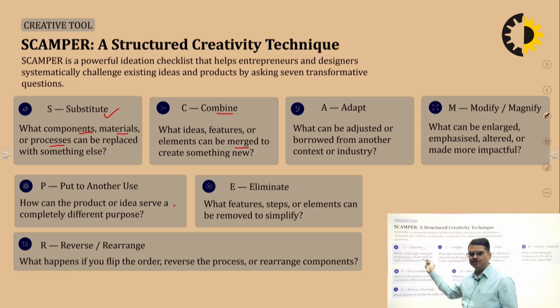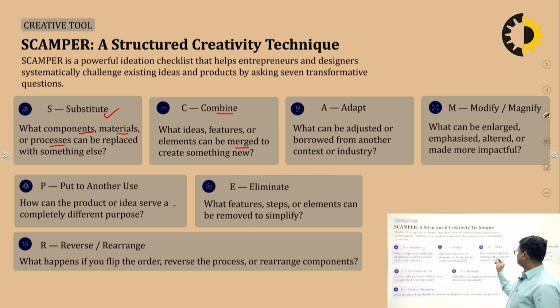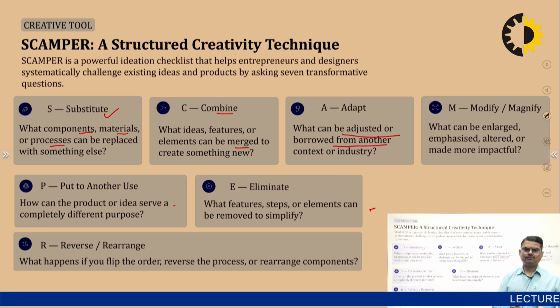By substituting, we can create something new. Or adapt: what can be adjusted or borrowed from another context or industry? If one product is being used in one industry, and we borrow some of the features, some of the components or the working criticalities of that product, and we want to design a product that is going to be used in a totally different industry, that is the adapt.